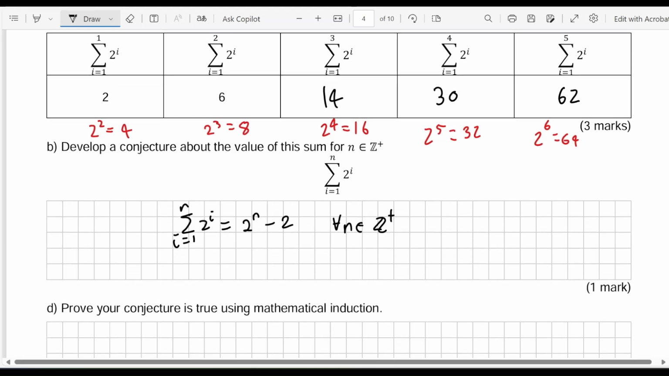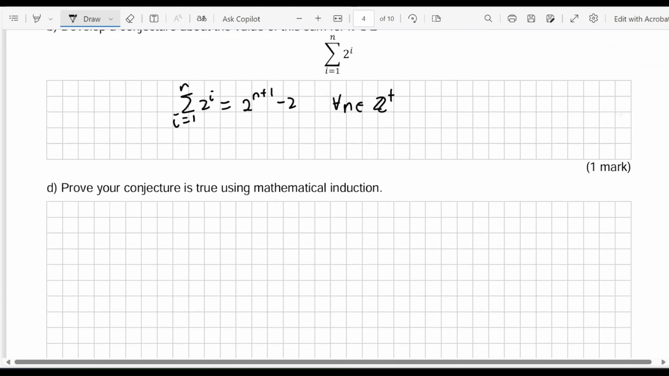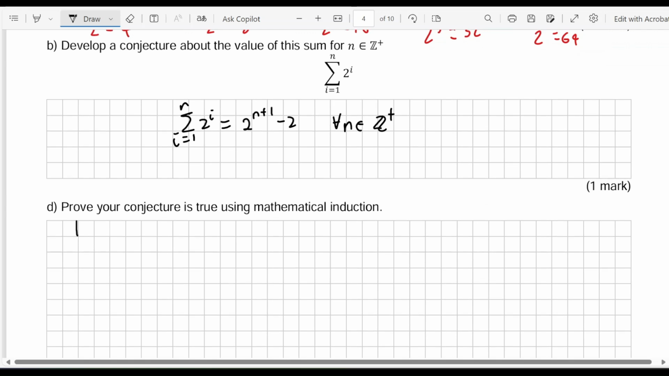Alright, so the mistake that I've made is that notice n was 1 here and the power was 2. N was 2 and the power was 3. So what it should have been was n plus 1 on that power. All right, prove your conjecture is true using mathematical induction.